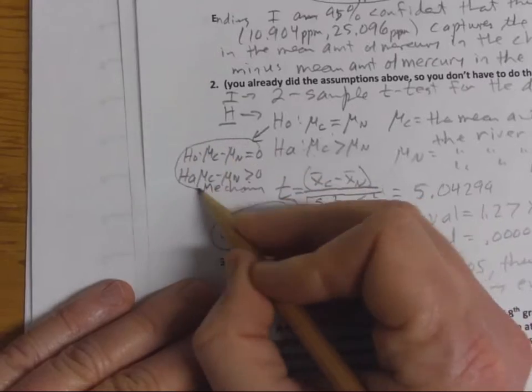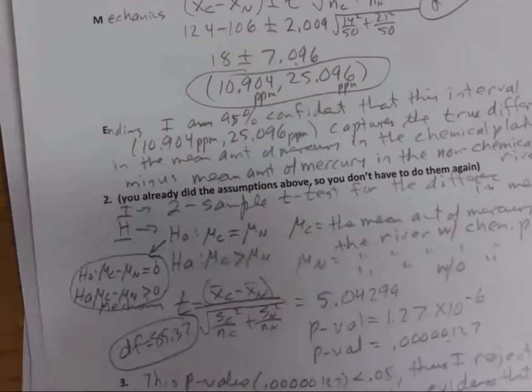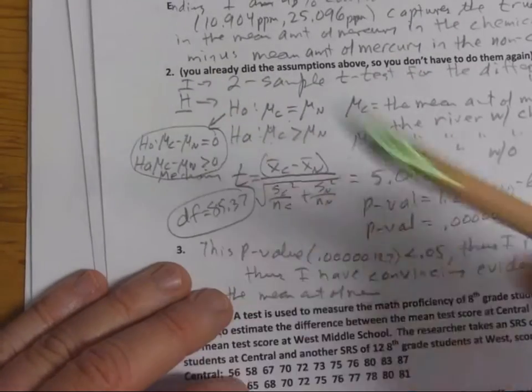So sometimes you'll see it written like that. But the key thing in that third question was, is 0 in the interval? It's not in the interval, and so it should be rejected. And that's exactly what we did.